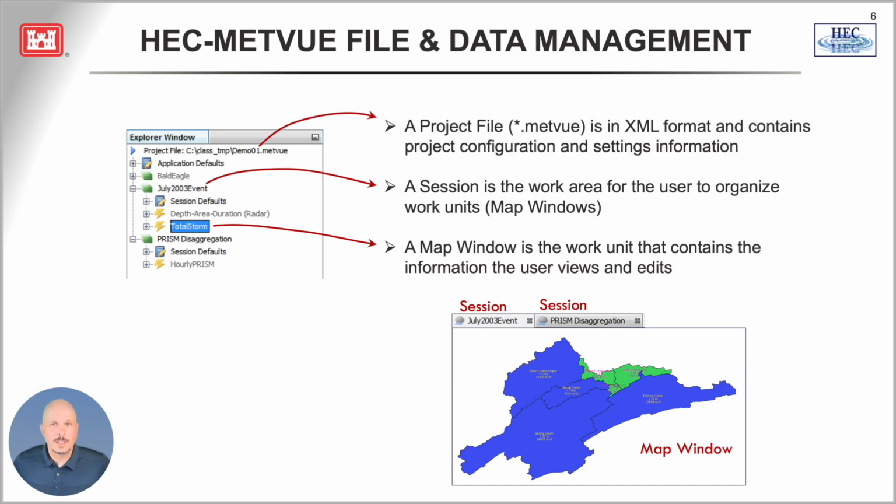Finally, as you can see in the Project Explorer window, there is a hierarchy for the project structure, starting with the project at the top level, the sessions at the mid level, then map windows at the lowest level. This hierarchy is very handy for sessions and map windows to automatically inherit the display settings like color scales and basin maps when they are established at the project level.